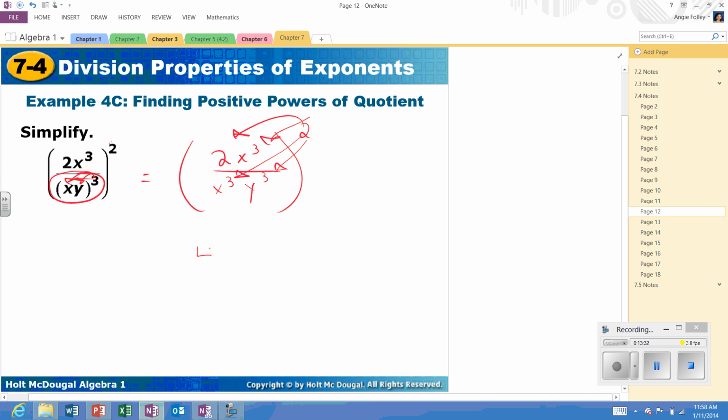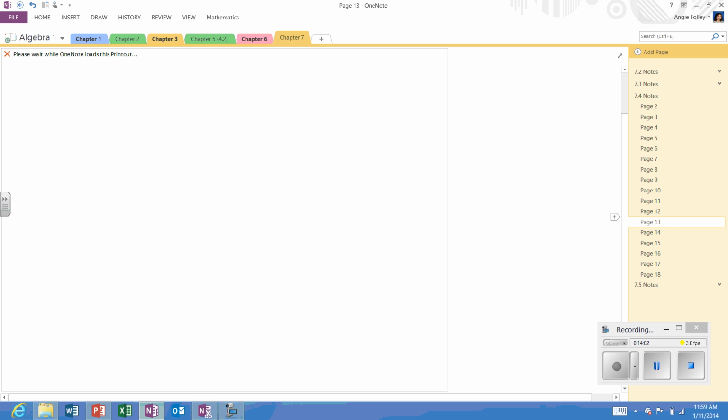So 2 squared becomes 4. X to the 3rd squared becomes x to the 6th because we multiply. X to the 3rd times x squared becomes x to the 6th, and then y to the 3rd squared becomes y to the 6th. Now if you notice, I can simplify this because they are the same base. Since they have the same power, they just cancel, and we're left with 4 over y to the 6th. So rewind that if I went too quickly. Again, it's kind of an order of operations thing.